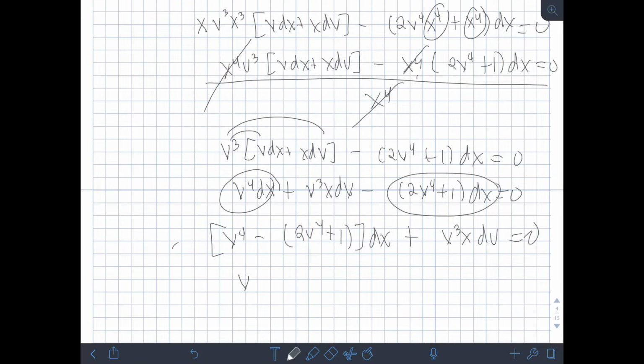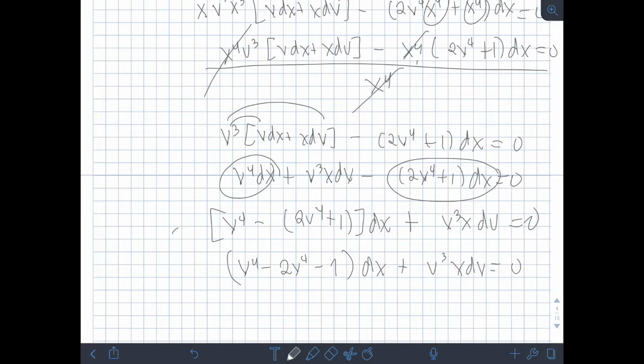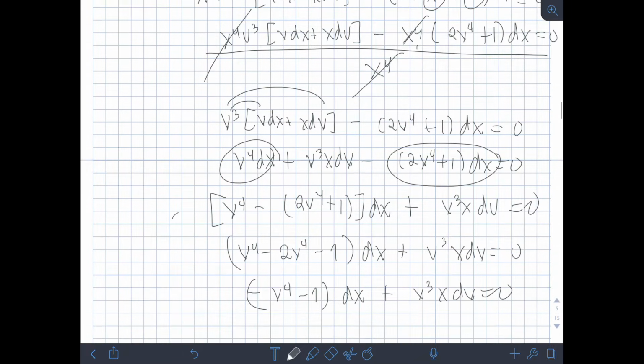So this becomes v to the fourth minus 2v to the fourth minus 1, right? dx plus v cubed x dv equals 0. So what does this become? Negative v to the fourth minus 1 dx plus v cubed x dv equals 0.